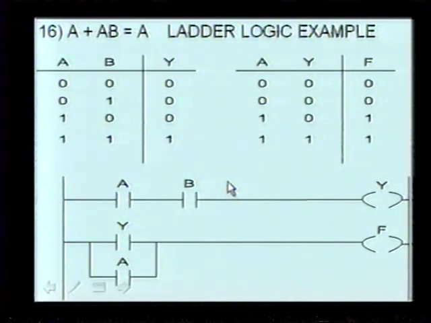So when you draw this in ladder logic, A is ANDed with B, which gives you a Y. Y is ORed with A, which gives you an F. So you can see in Boolean identity 16, A ORed with A ANDed with B truly does equal A, because it doesn't matter what B does, whatever A does here is the result.